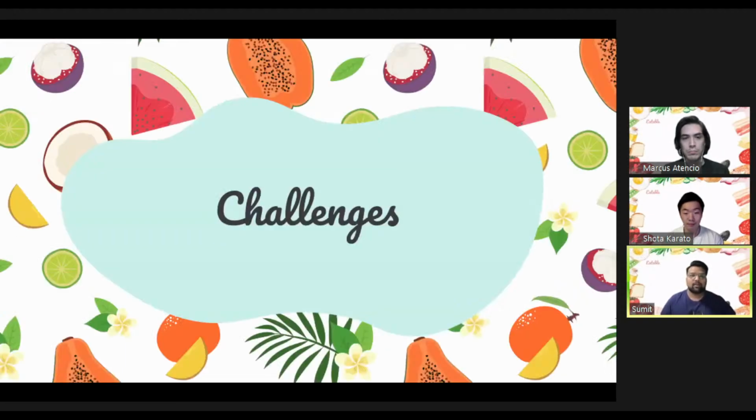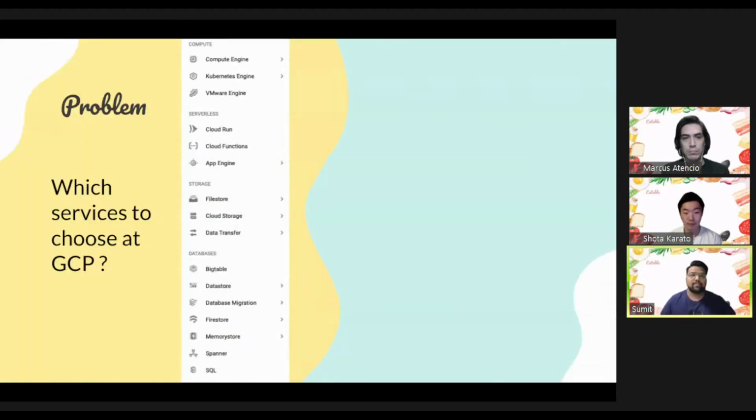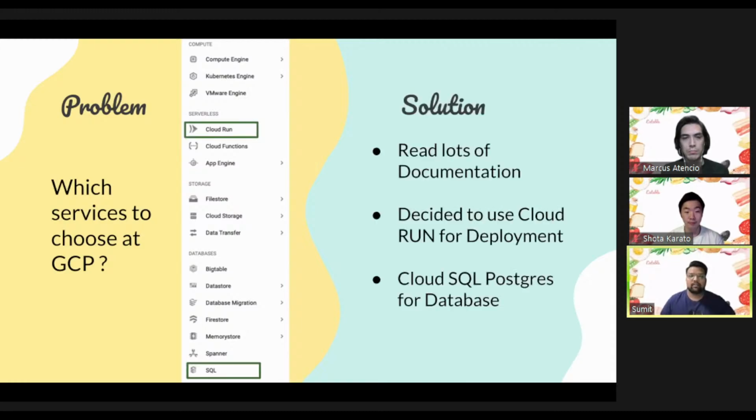Now let's talk about some of the challenges that we had in this project. So the very first challenge was to decide the right service for our project. So at GCP, there are so many services available, and we were very confused about which service would be suitable for our application. So we went through a lot of documentation, and then we decided to use Cloud Run for deployment and Cloud SQL for the database.